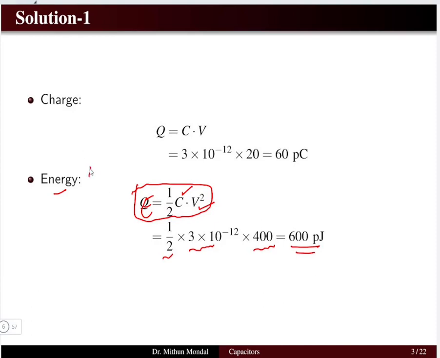So energy unit will be joule and charge unit will be coulomb, and the capacitance unit is always farad. But farad is a very big unit, so usually we have microfarad or millifarad as the capacitance value.